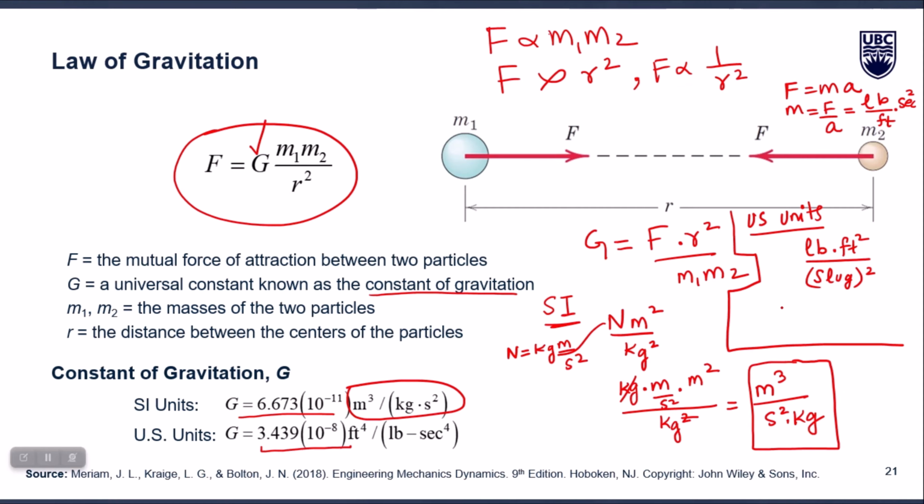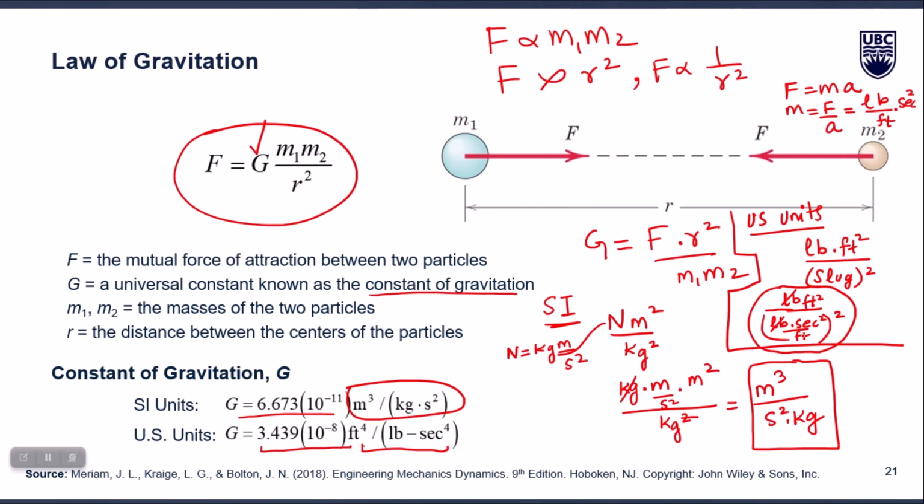Let's put that here. So we will be having pound feet square divided by slug square, and slug will become pound second square divided by feet, and then whole square of that, right? So this whole thing which I am now encircling will become the units of capital G in terms of base units in the US unit system, right? So we can simplify it further also, and we will get this quantity. We will see that 1 pound will actually cancel out with 1 pound because it is square.